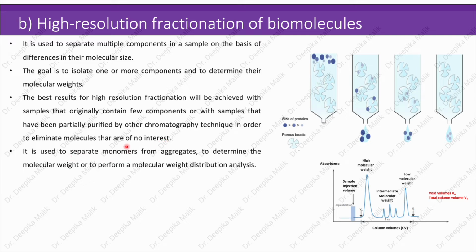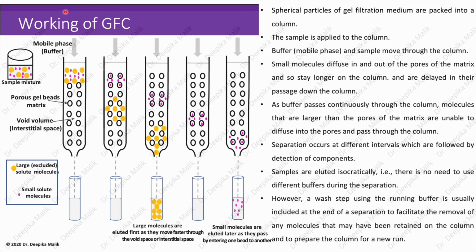It is used to separate monomers from aggregates, to determine the molecular weight, or to perform a molecular weight distribution analysis. Polymers inherently have a distribution of chain lengths resulting in a molecular weight distribution, which can be determined using this type. Now let us understand the working of gel filtration chromatography.